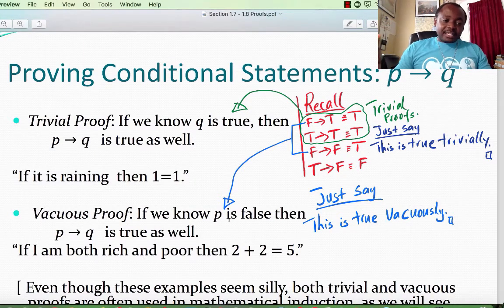The next is known as a vacuous proof. If we know that P is false, then P implies Q will be true. Look at this. These are the 4 possible options. So if P is false, false implies true is true. False implies false is true. Recall that the only time where implication P implies Q is false is when we have true implies false. So if P is false, it doesn't matter what Q is, it would always be true.